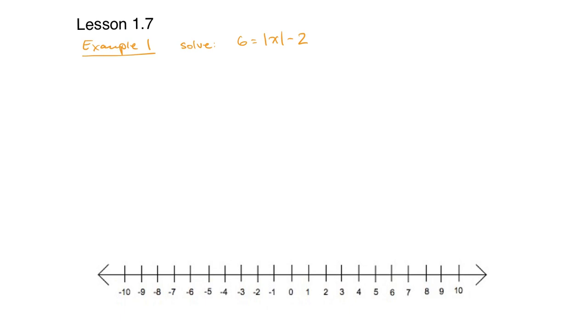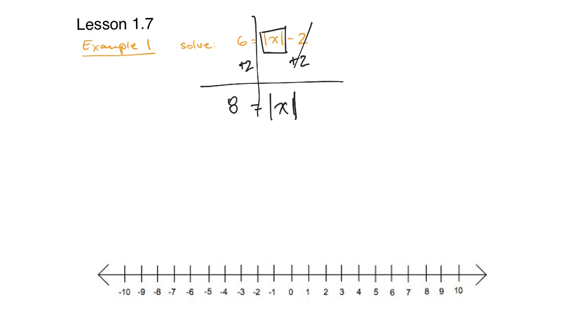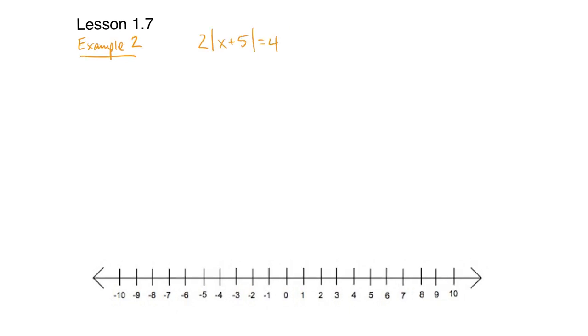Okay, let's solve our first one real quick. The goal is to isolate this part and get it by itself. In order to do that, I'm going to add 2 to both sides. I get 8 equals the absolute value of x. Now we split this up. X can either equal 8 or x can equal negative 8, because both of these positions on the number line are 8 away from 0.